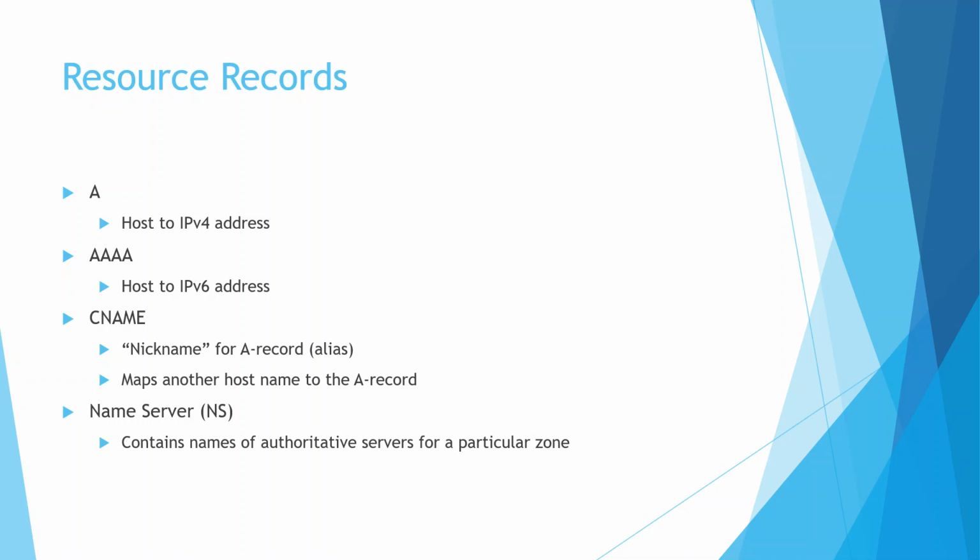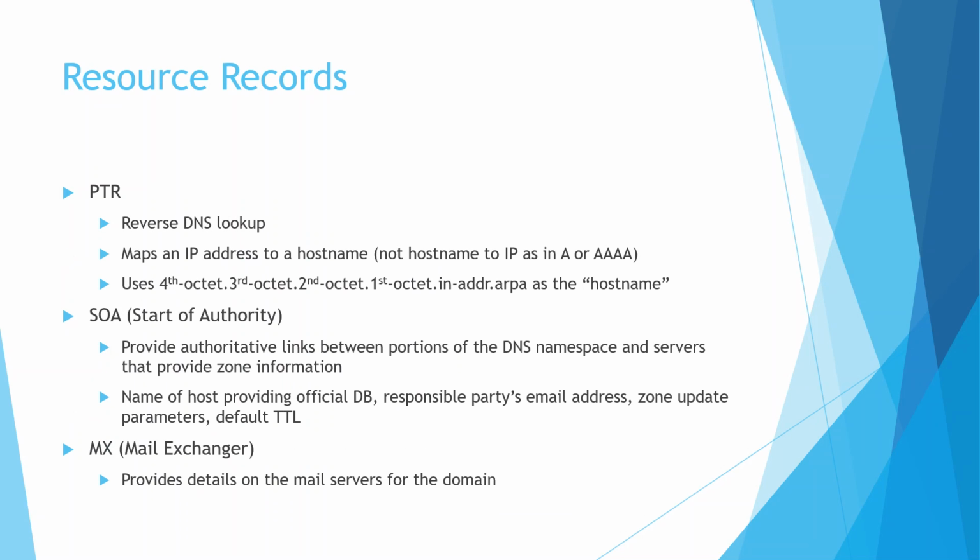Then we have name servers. Name server records are going to contain the names of the authoritative servers for a particular zone. So remember, we have these authoritative servers, and these authoritative servers are going to be what have the truest and best information for our zone. Well, when you go to a zone, you get to specify what the name servers are for that zone via the name server record.